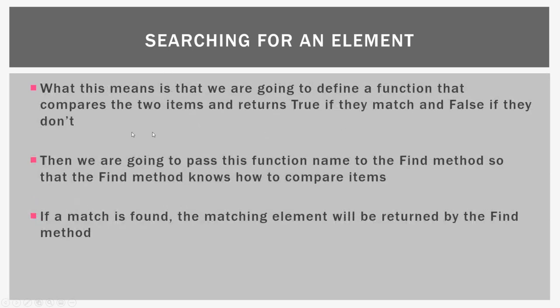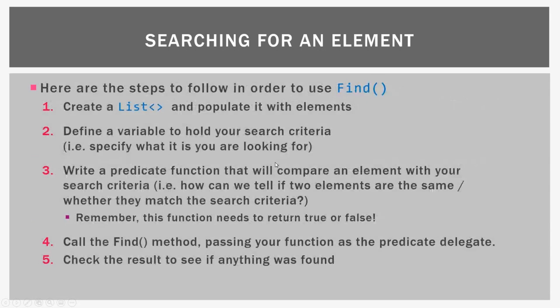So we're going to define a function that compares the two items. It's going to return true if they match and false if they don't. That's pretty straightforward. Then we pass that function name to the find method so that the find method knows how to compare items. If we find a match, the matching element will be returned, and we'll be able to see all of that information about the matching element.